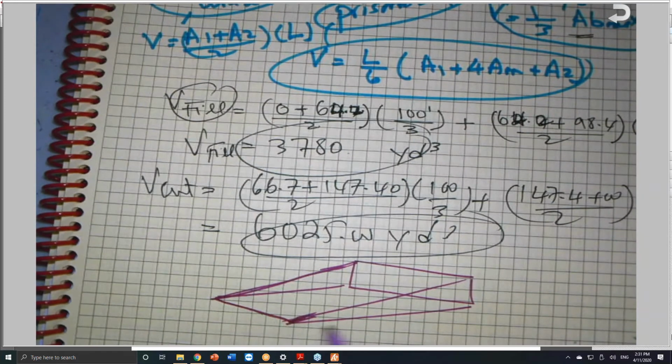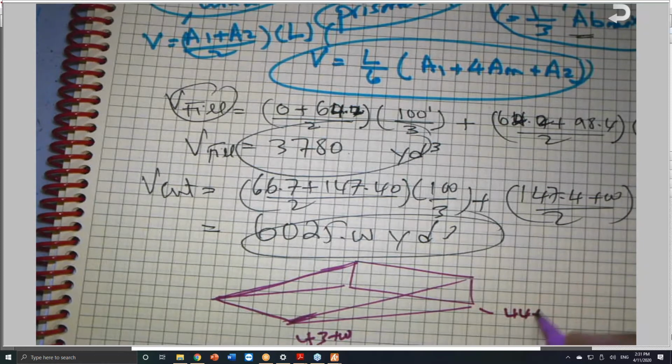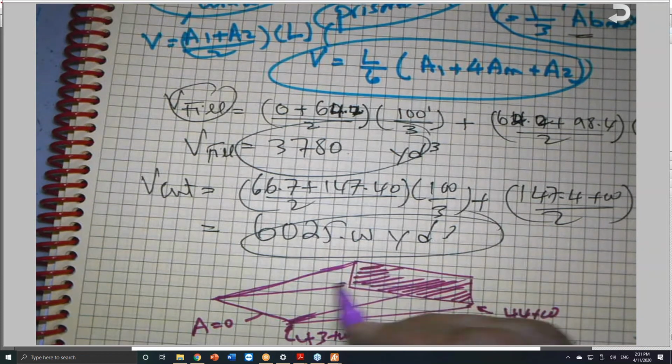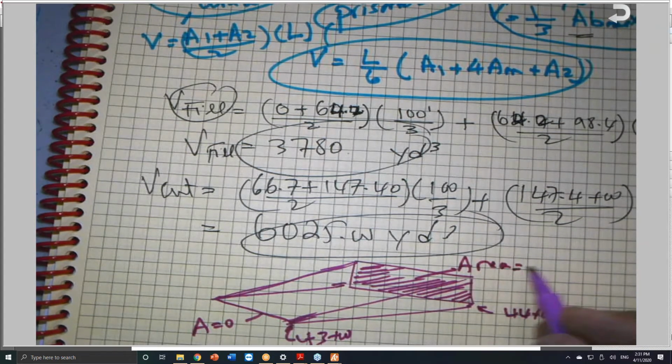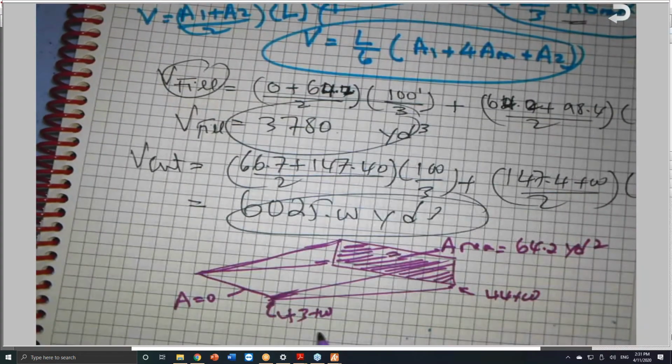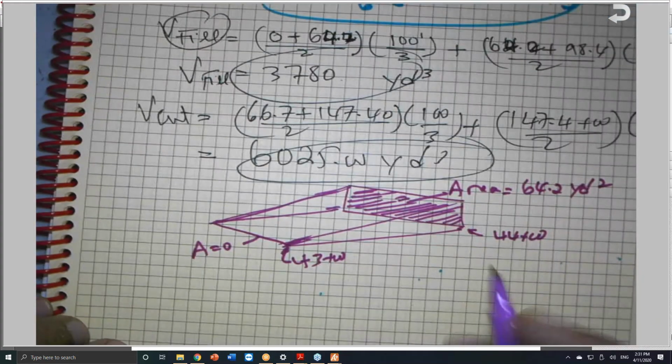So, for example, this is station 43 plus 00 for the fill, and at station 44 plus 00, I have an area of the fill. This area here is equal 0. And this area here is given to me, for example, as 64.2 square yards. So we cannot use the 1/3 rule. The 1/3 rule, we use it only if this is the case.